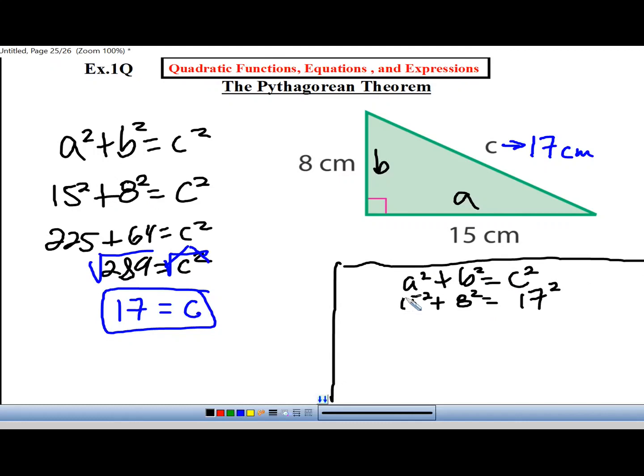Now check this out. If I wanted to use some inverse operations, and I wanted to get rid of this squared right here, what would I do? Yeah, take the square root. That cancels that, but watch. If I did the same thing to the other side and I cancel the squares, I would end up with 15 plus 8 equals 17. So let's see, what is 15 plus 8? 23. Is 23 equal to 17? No.